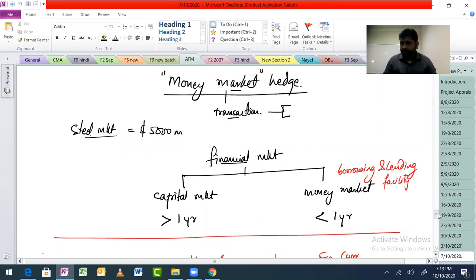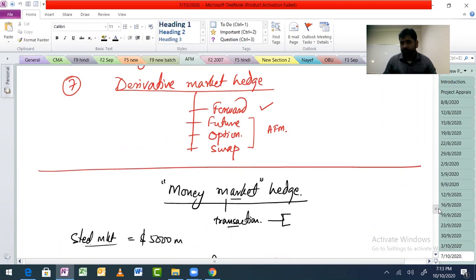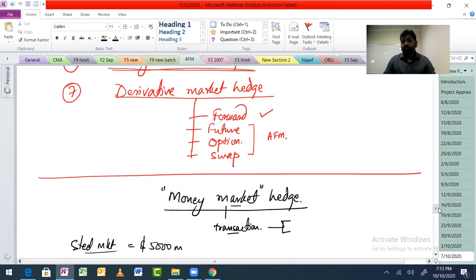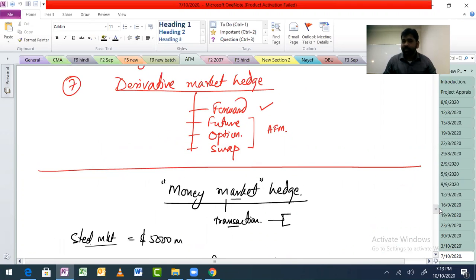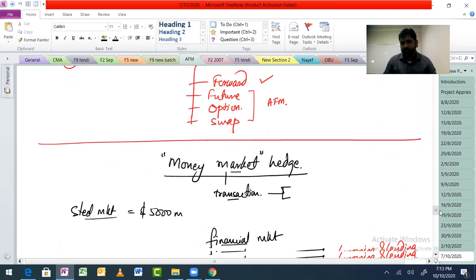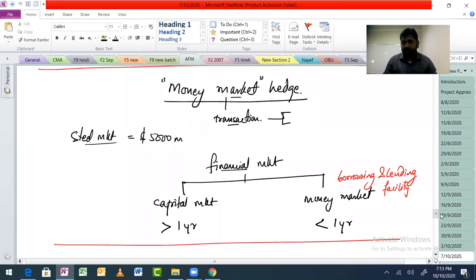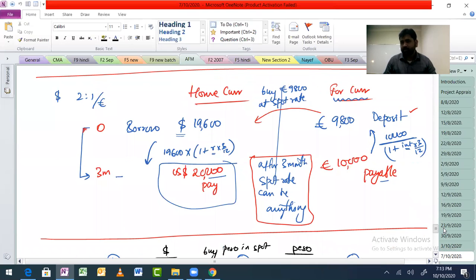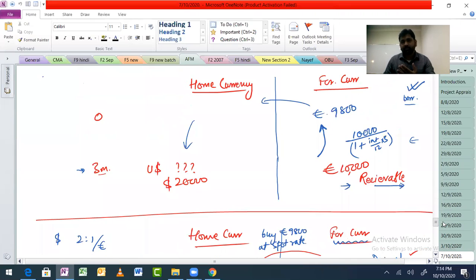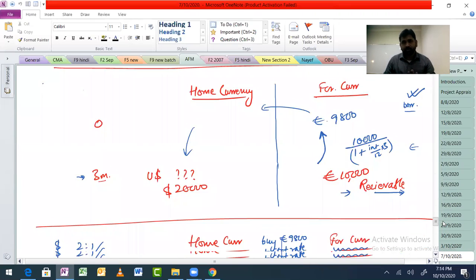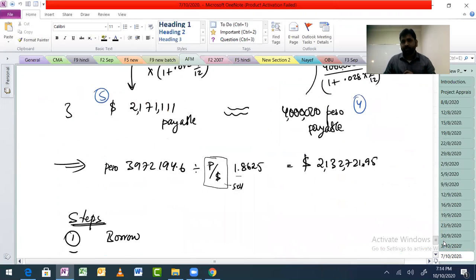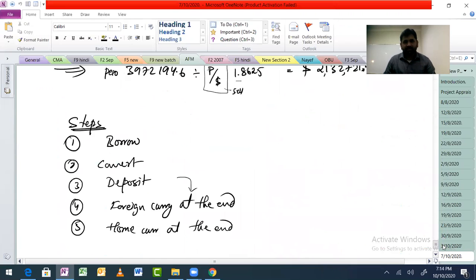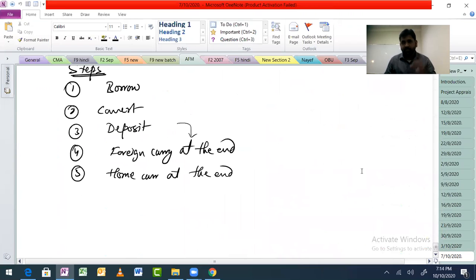So we discussed the money market hedge, and now we'll be doing forward, future, option, and swap. Most probably in today's class, we will be able to cover forward and future. So that is the whole plan, and this is how the money market hedge works and how you are going to use it. Two examples we discussed. If you have a foreign currency payable, then what you will do? If you have a receivable, then what you will do? These are the two types of questions that we got. And I think we did this with some imaginary numbers.